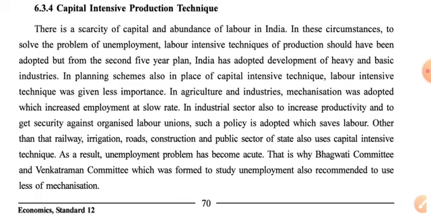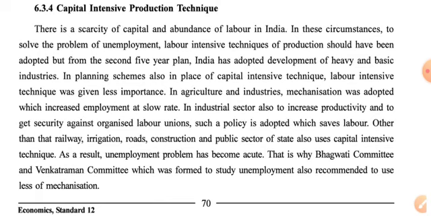Other than that, till now we have discussed that during the second 5-year plan, because of heavy and basic industry, in the planning scheme, capital intensive technique was used in place of labor intensive technique, then in agriculture and industries mechanization was adopted, and lastly in the industrial sector, to increase productivity and get security against organized labor unions. All these measures reduce the employment ratio, and that results in unemployment.